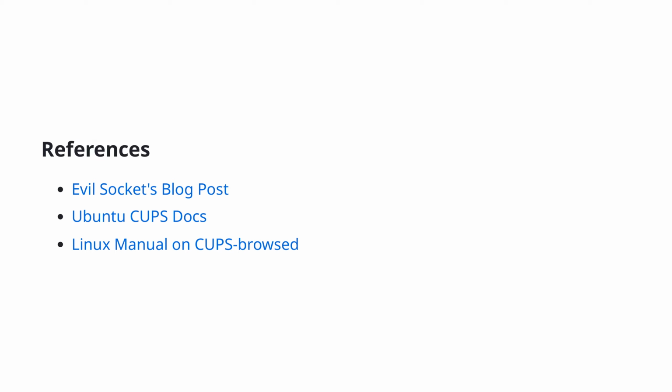On this slide, we have a list of references that will be beneficial for further reading and understanding. The first reference is EvilSocket's blog post, which offers an in-depth look into specific vulnerabilities and exploitation techniques. Next, we have the Ubuntu CUPS docs, a useful resource for detailed configuration and setup guidelines. Lastly, the Linux manual on cups-browsed provides comprehensive documentation on this specific daemon, which is crucial for networked printing setups. These resources together will help you deepen your knowledge and effectively secure your CUPS systems.